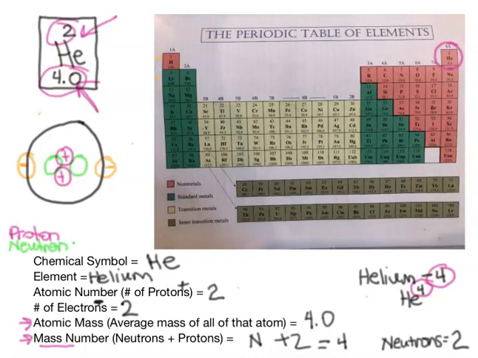Okay, so when you are choosing which element you're going to use for your model, I would like you to choose something between the atomic number of 3 and the atomic number of 10. So something between lithium and neon. You can choose either lithium, beryllium, boron, carbon, nitrogen, oxygen, fluorine, or neon. Okay, you can choose any one of those.